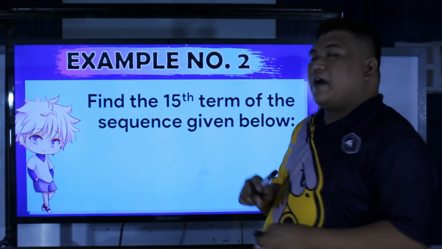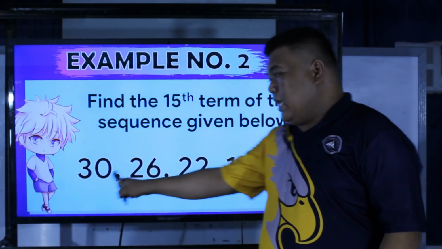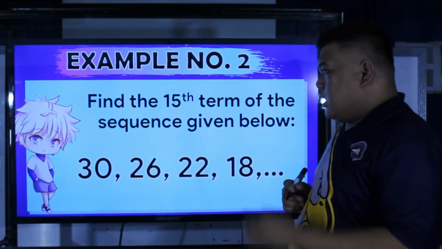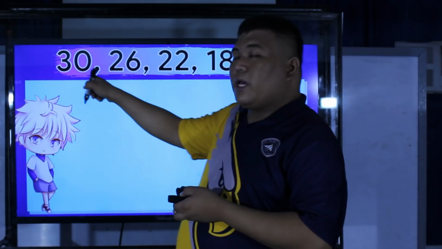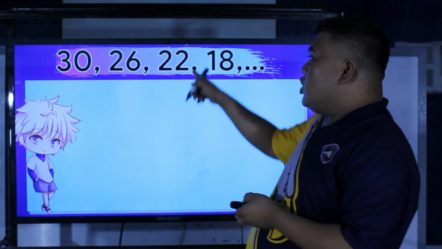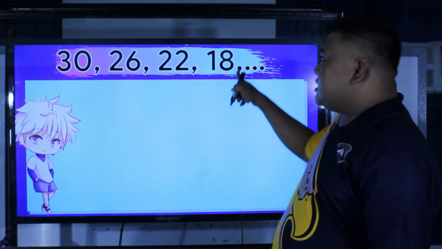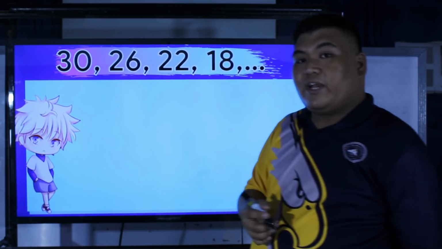Okay, let's have the second example. We need to find the 15th term of the sequence 30, 26, 22, 18, and so on. Now, let us first find the common difference. 26 minus 30 is negative 4. 22 minus 26 is also negative 4, as well as 18 minus 22. So the common difference is negative 4.